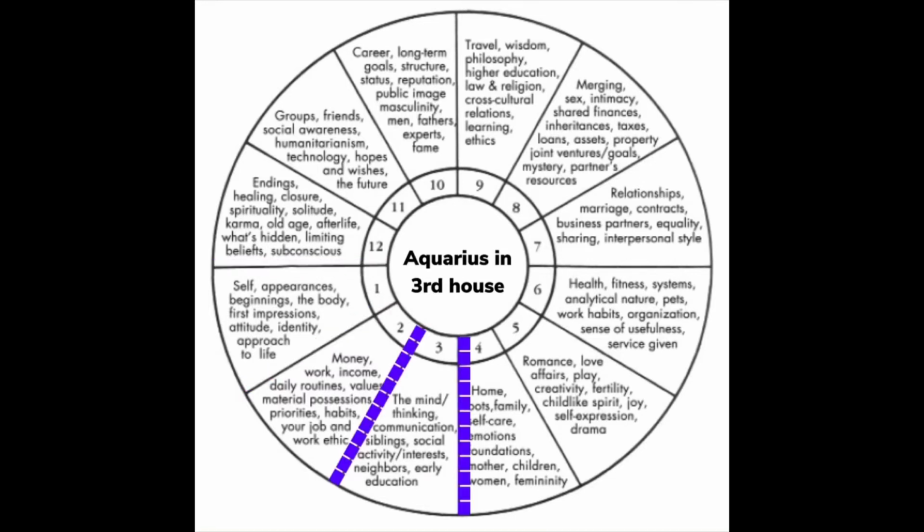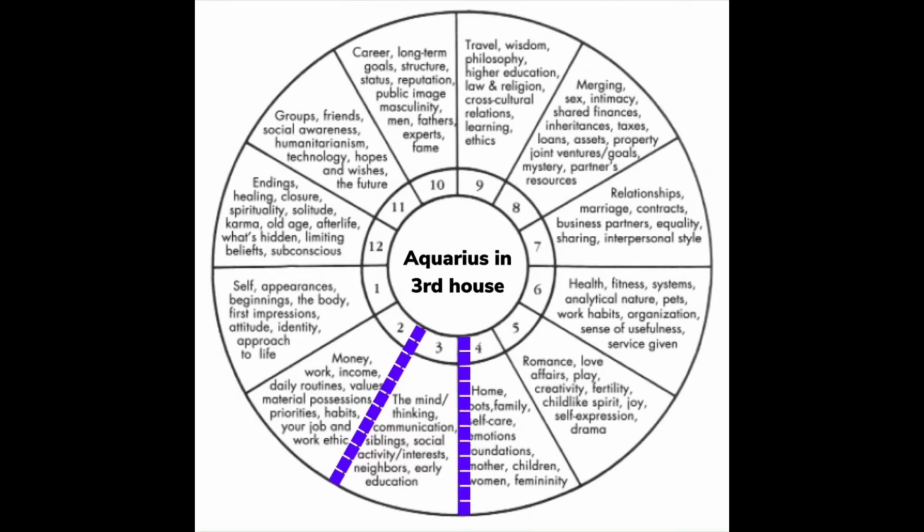Now, the next placement I'm going to talk about is Aquarius being in the third house. The third house is all about your communication. I also consider it your learning style because it's also your early childhood development or early child education. It's also how someone might speak, the way they might form words together.